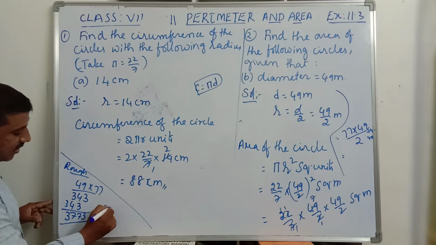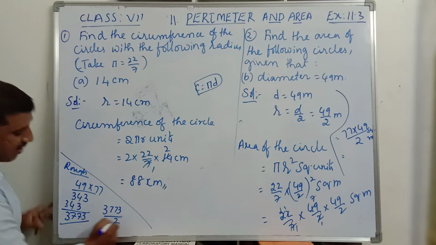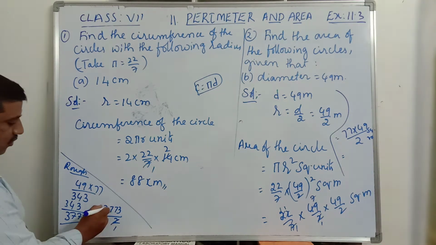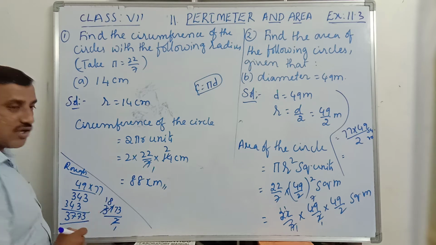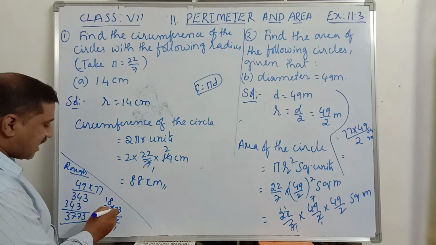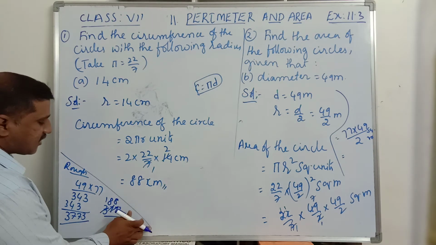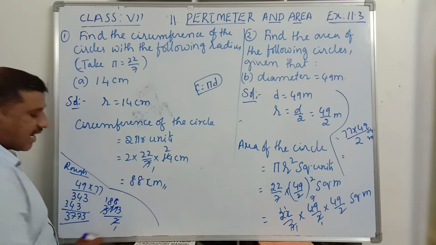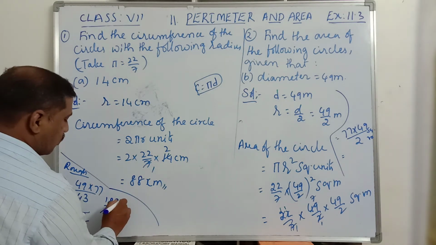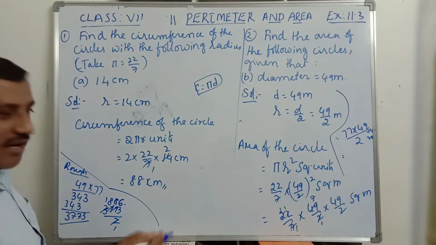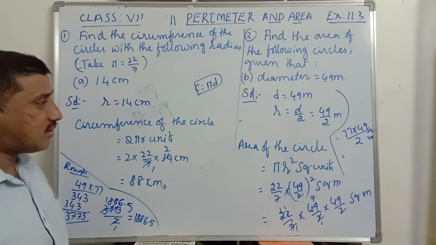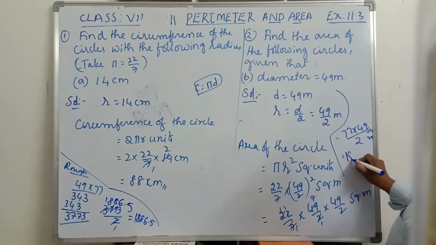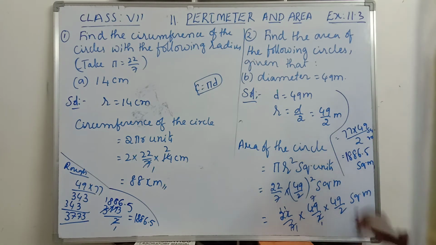Now this 3773 is divided by 2. 2 ones are 2, 3 minus 2 is 1. Bring 7, 17; 2 eights are 16, 17 minus 16 is 1. Bring 7, 17; 2 eights are 16, 17 minus 16 is again 1. Bring 3, 13; 2 sixes are 12, 13 minus 12 is 1. Bring 0, 10; 2 fives are 10. So we get 1886.5. The area is 1886.5 square meters. This is the area of the given circle.